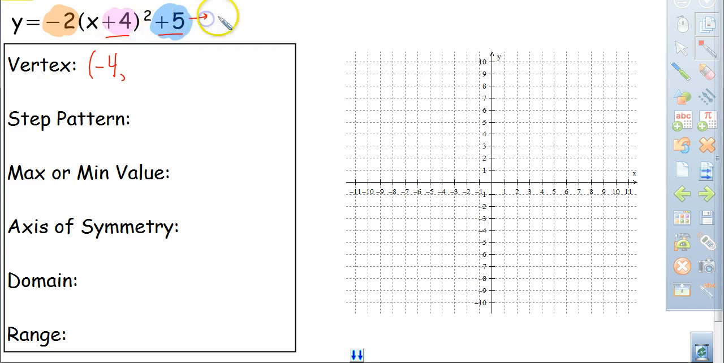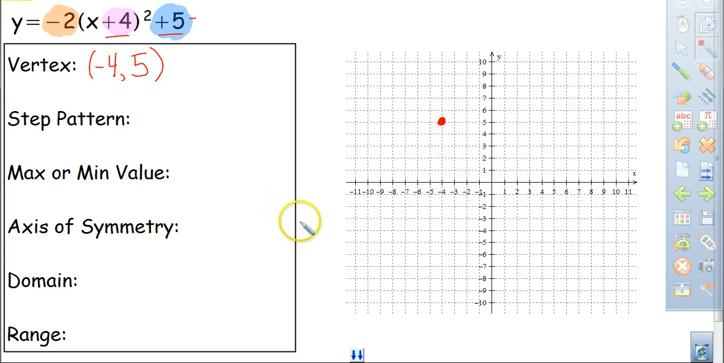Now, this last number here will move your parabola up or down. Now, this one is not confusing. It's exactly what it looks like. So plus 5 means that the parabola will go up 5, or sorry, the vertex will go up 5. So the y-coordinate will be 5. So just kind of visually here, starting at 0, 0, my vertex will go to the left 4 and then up 5. So I can draw my first point right there.